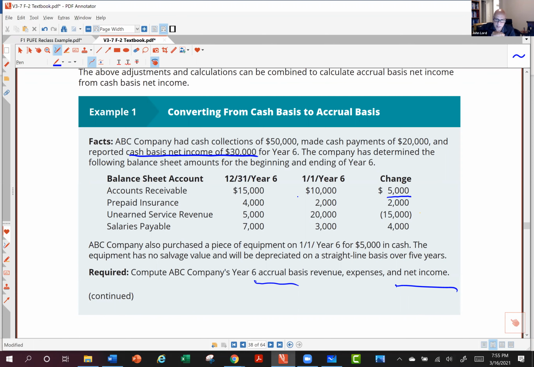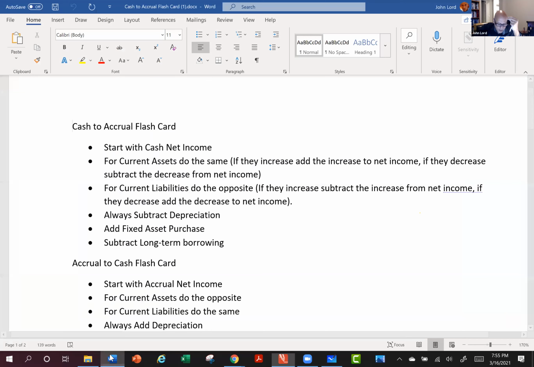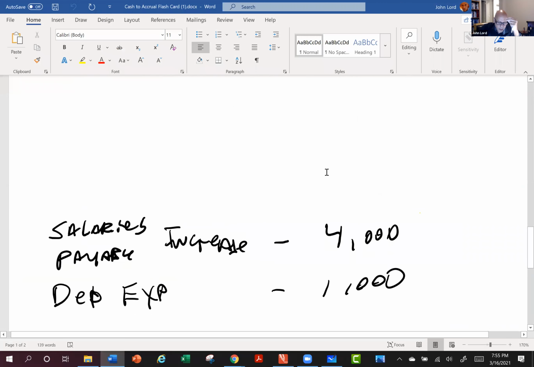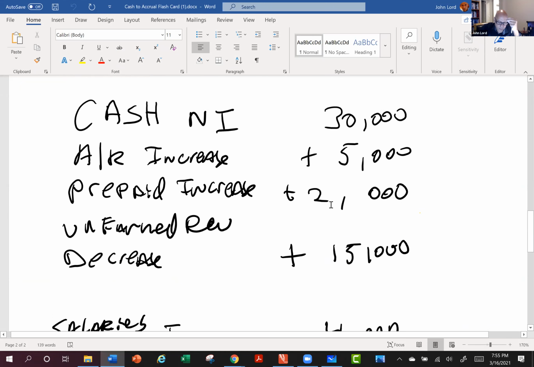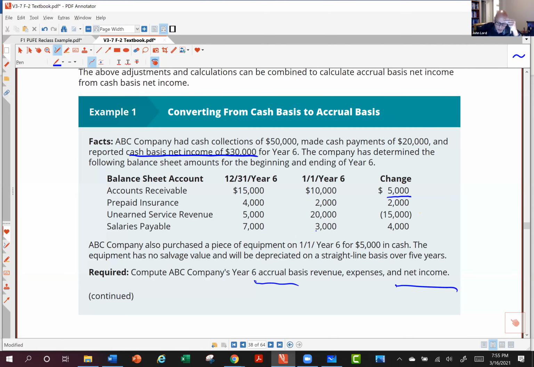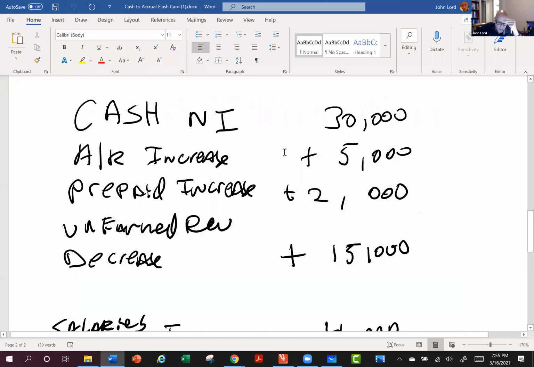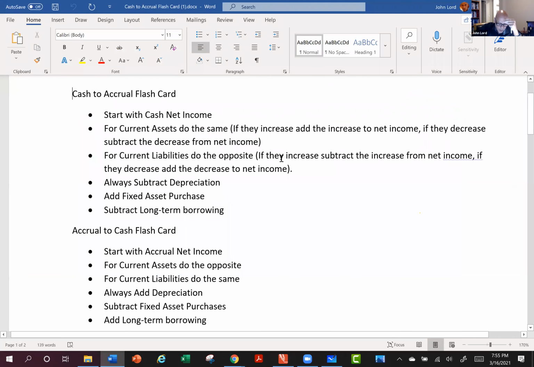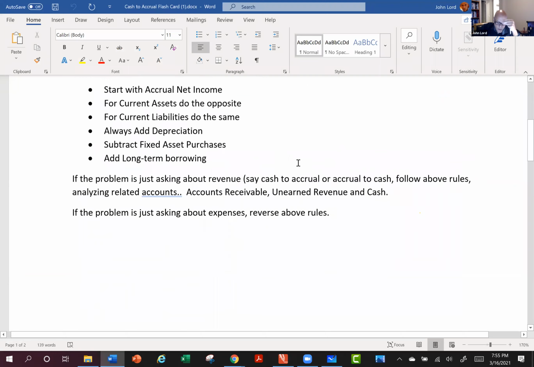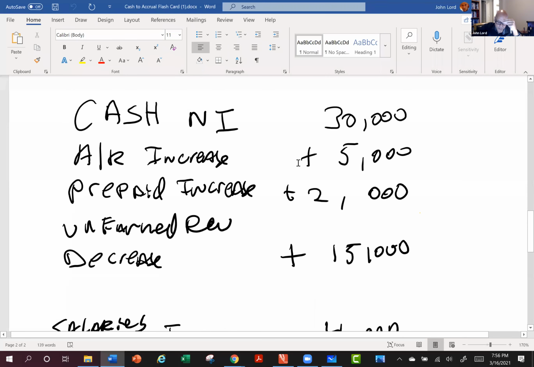Prepaid insurance, is that an asset? Prepaid insurance is an asset. It increased, and so I go ahead and look at the answer here, my solution that I wrote up following the rules. I add it. Okay. Now what happens? I have unearned revenue. Unearned revenue is a liability. It went down, and since it's a liability on my flashcard, I'm supposed to do the opposite, right? So since it went down, I add it, okay?